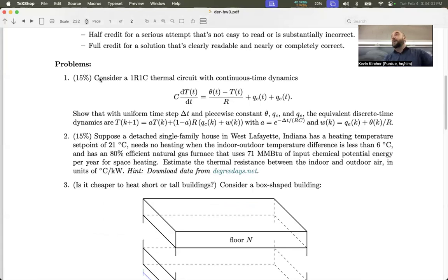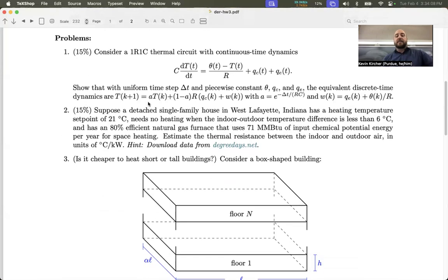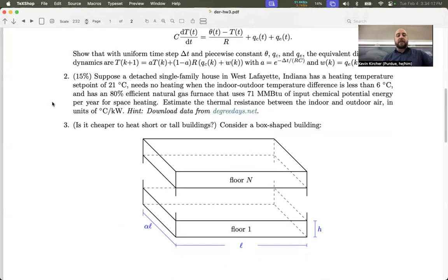We've now had problems like this on the previous homeworks, but this is basically just a way to go from the continuous time differential equation to the discrete time dynamics here. So you've done that a couple of times. We're going to do it in the buildings context. This one, we will use the weather and energy data method to come up with an estimate of R for a house in West Lafayette.